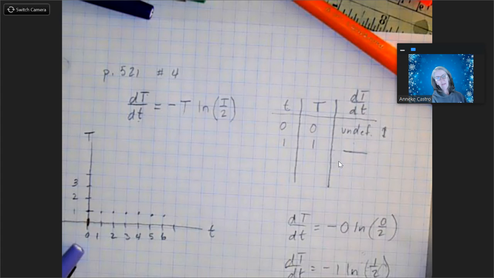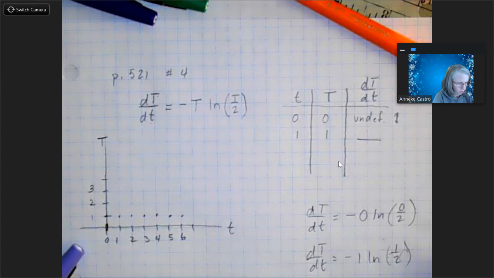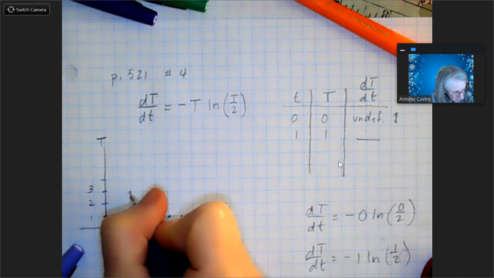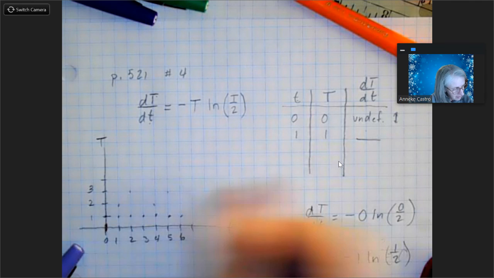What would that look like? Think about your slopes. Are they steep? Are they really steep? Are they not so steep? And then go for it. I expect to see a bunch of points on here. Pick a bunch of points. I expect to see them in your table.